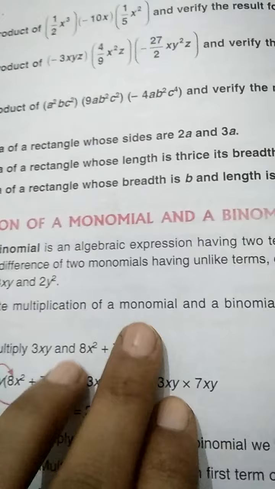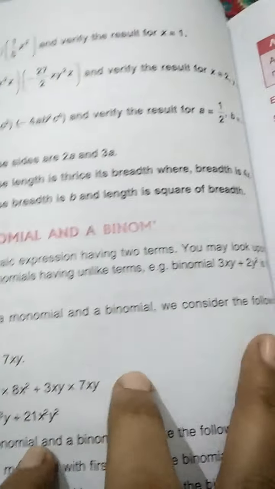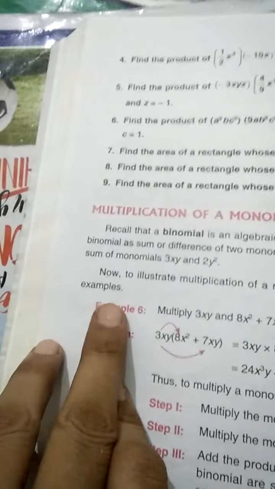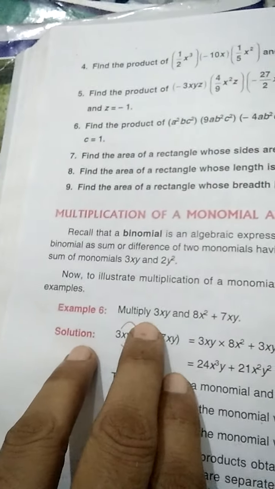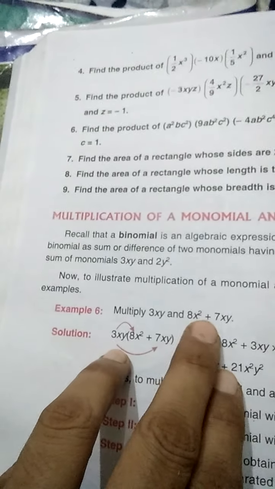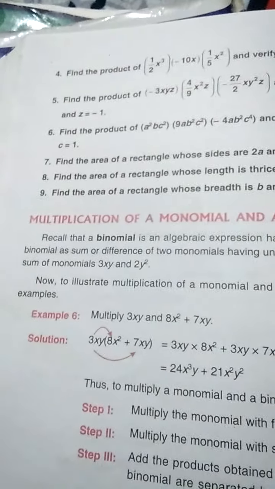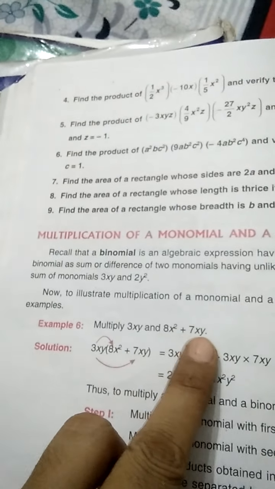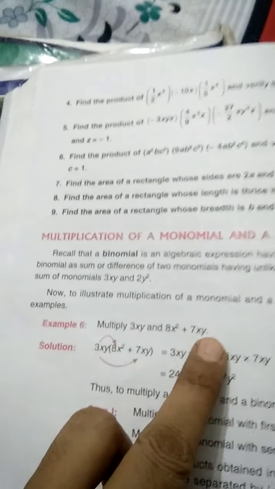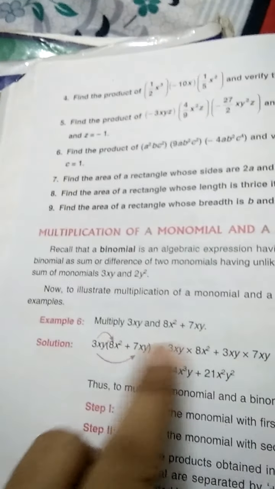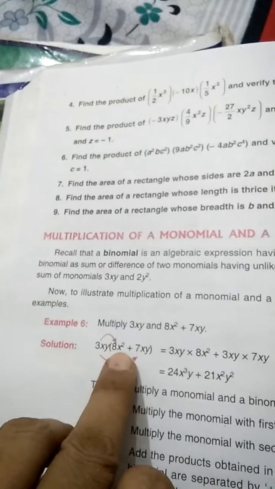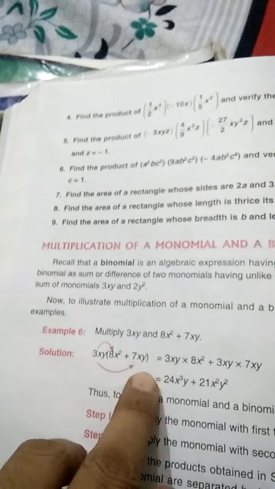To illustrate multiplication of a monomial and a binomial, we consider the following examples. Example 6: multiply 3xy and 8x square plus 7xy. You can see that 3xy is a monomial and 8x square plus 7xy is a binomial. So we need to write it like this: 3xy into bracket 8x square plus 7xy.